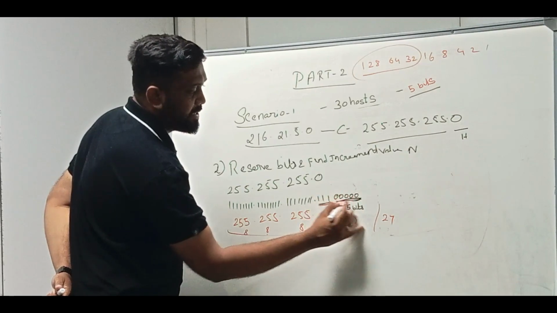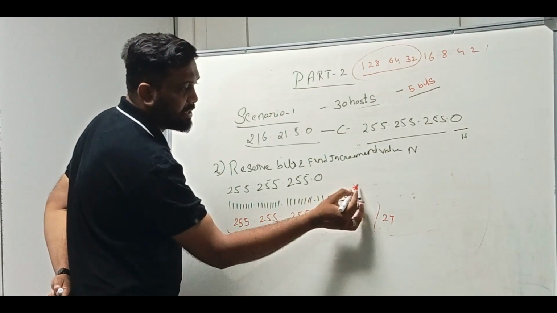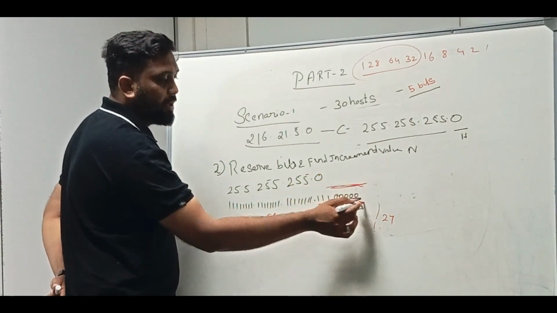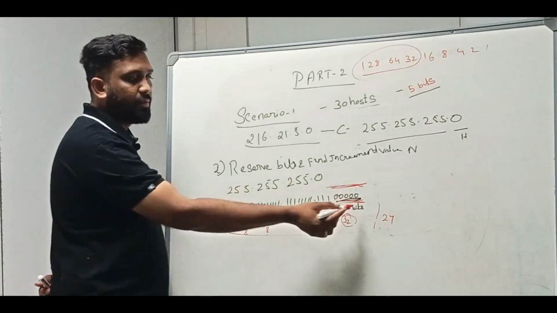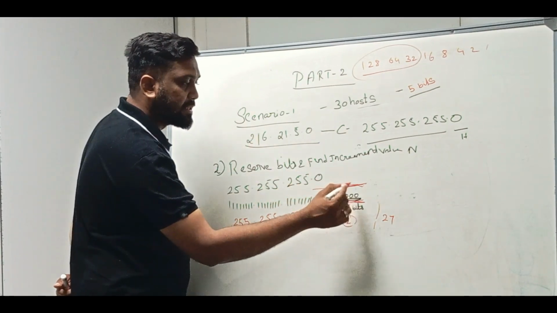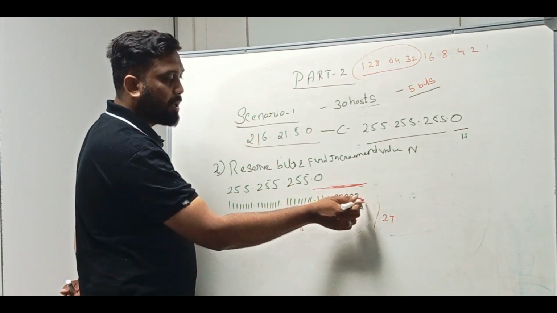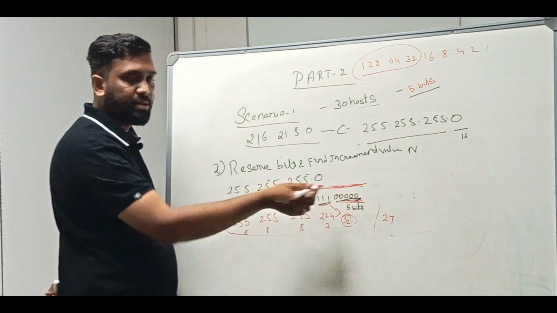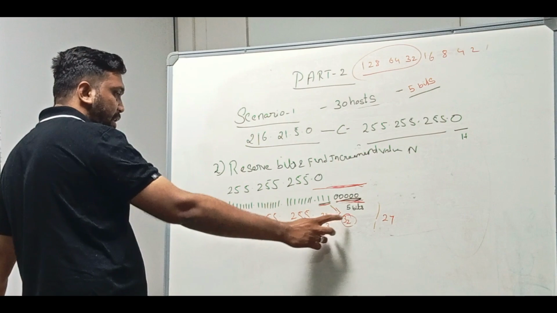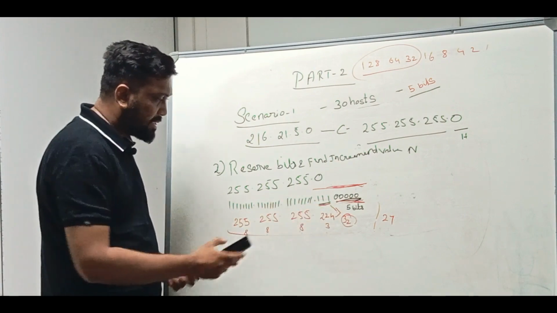See here, whatever bits we got, we put from the reverse as 0, since they are host bits. That 5 bits we make as 0. When we are finding the network part, we made it from here like this, but in the host part, we put it in reverse. That is 5 bits as 0. So now we got the increment value as 32.